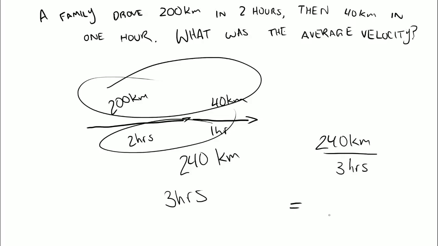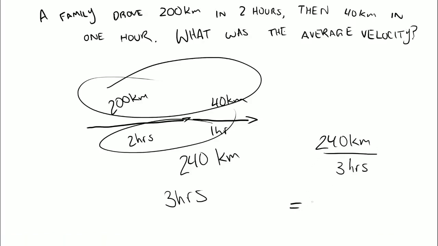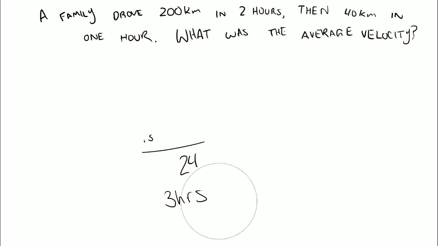that is 240 divided by 3, 80 kilometers an hour. Now I know that was a bit in your head, so let's do it with a formula.